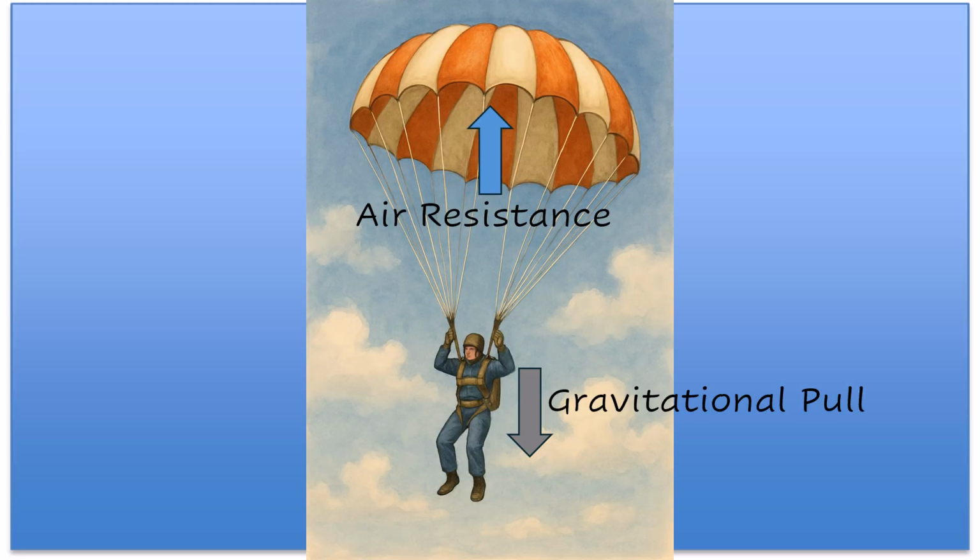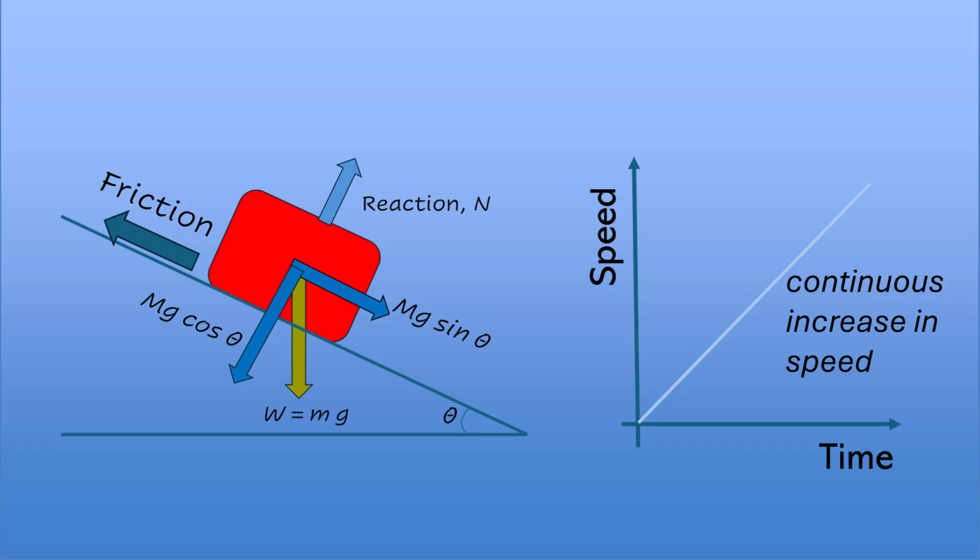A parachutist descends steadily when air resistance balances the gravitational pull. This is an example of zero net force during motion.